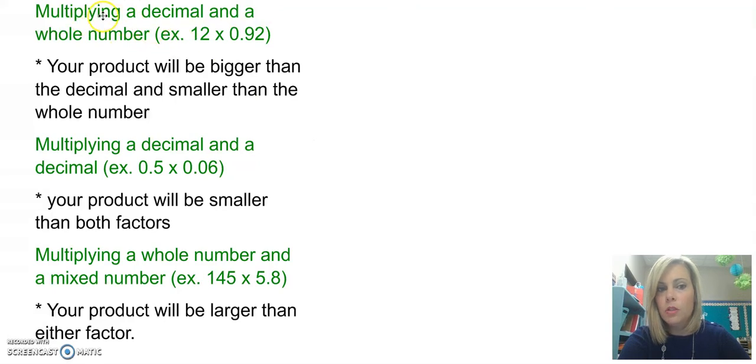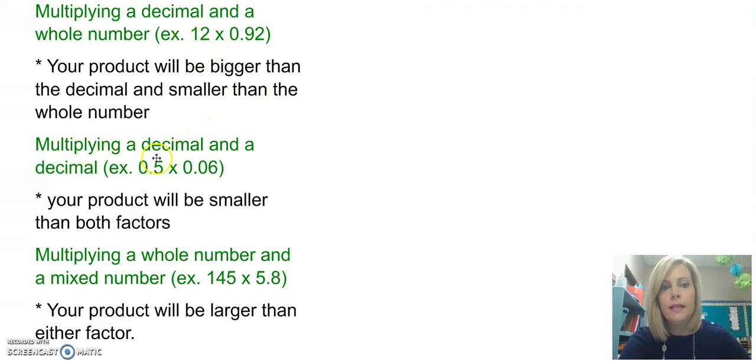When you're multiplying a decimal by a whole number, so we've got a whole number of 12, we've got a decimal of like 92 cents, your product is going to be bigger than the decimal, so it's going to be bigger than 92 cents, but it's going to be smaller than that whole number of 12.